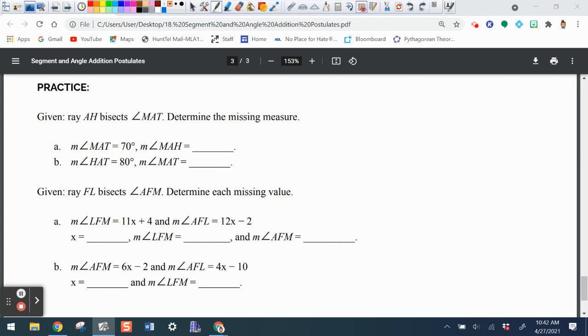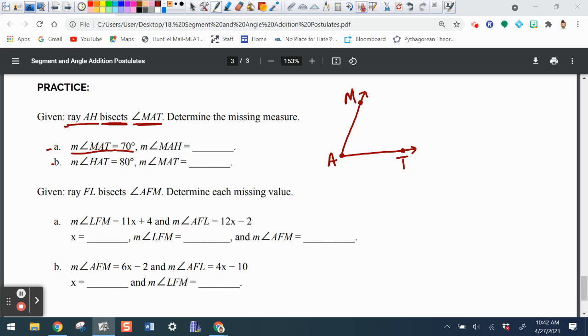So given, and notice we have two different problems using the same given. They tell us that ray AH bisects angle MAT. So clearly I don't know the overall measure of, even though they do tell us MAT, I'm not drawing it to size. A is the vertex, T.